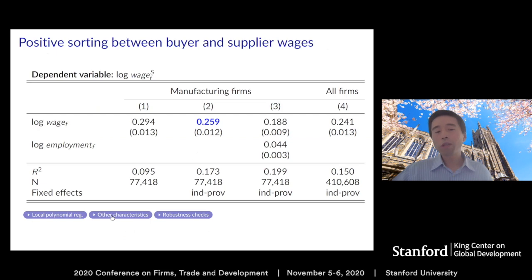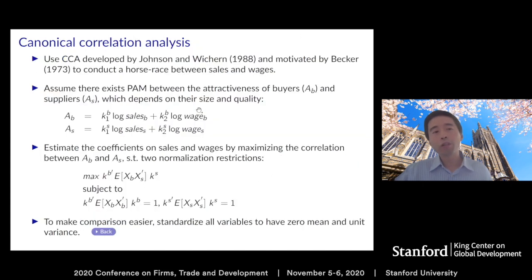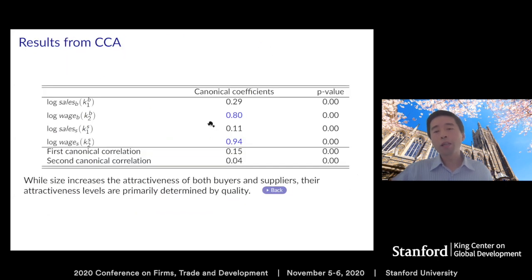So we look at a more systematic canonical analysis about these sortings based on the other characteristics. They do exist, but generally what you can show here, using this canonical correlation analysis, is that wage is often way more important than the other characteristics.